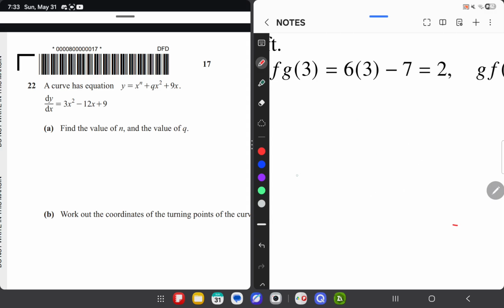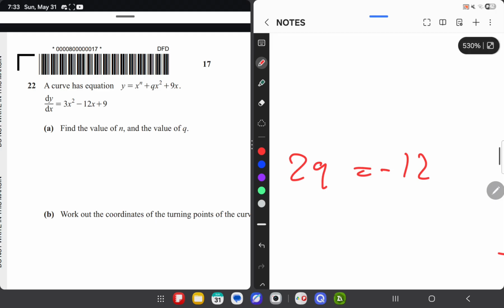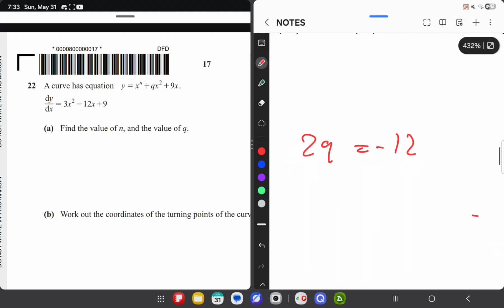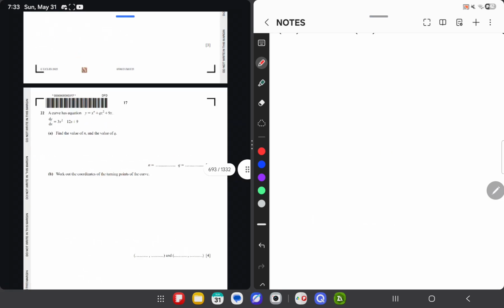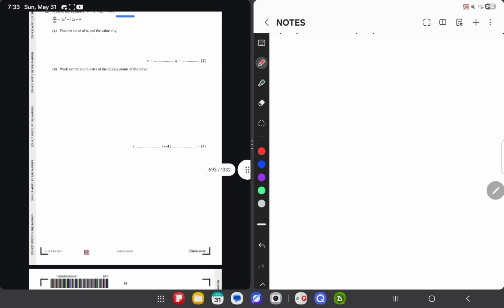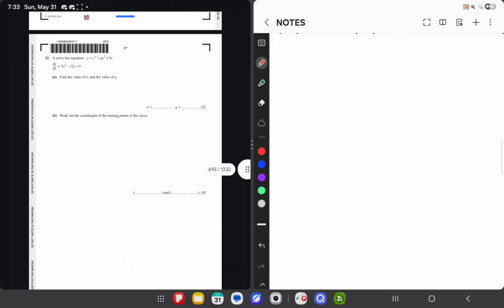Next, the derivative of qx squared gives us 2qx, which is equal to negative 12x. The x cancels, the 2 cancels, meaning we get q is equal to negative 6. Wow. Coordinates of the turning point. You guys know what to do, hopefully.